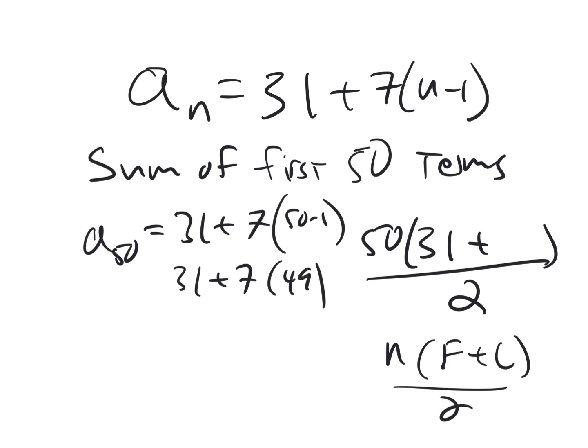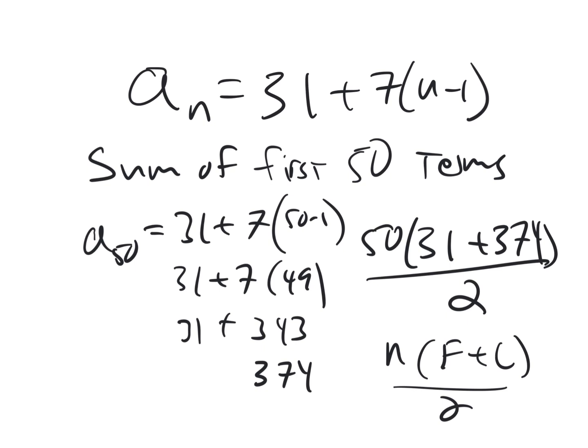And let's see, what is that? That's 350 if it was 50 times 7, so minus 7, I think that's 343. And plus 31, I'm going to add 31. That last term becomes 374. So then we're going to add.